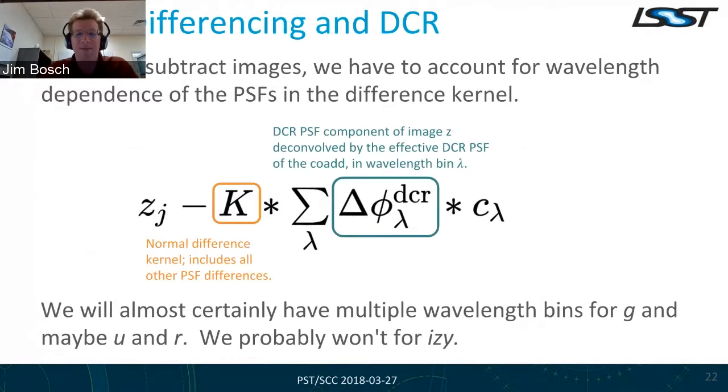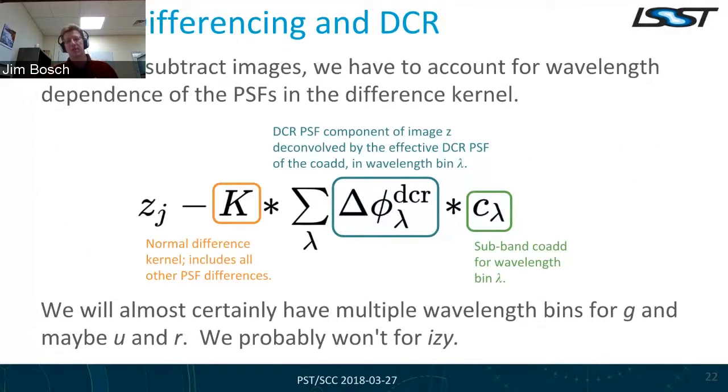But instead, we're going to have this sum over wavelength bins. Instead of having one coadd, we'll have sub-band coadds for different wavelength bins within a filter, within one bandpass. And for each of those, you can construct essentially a DCR difference kernel that maps the DCR that you effectively got on the coadd to the DCR that you see on the image, for that wavelength bin. And so this really involves some kind of deconvolution.